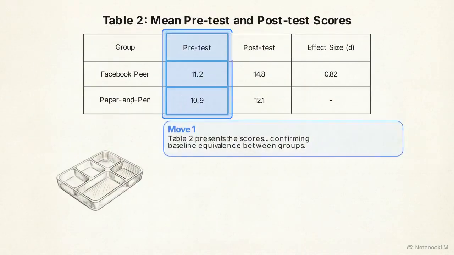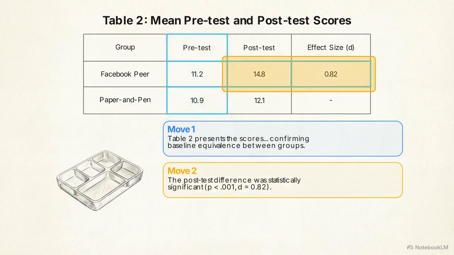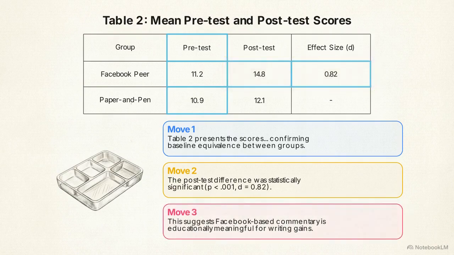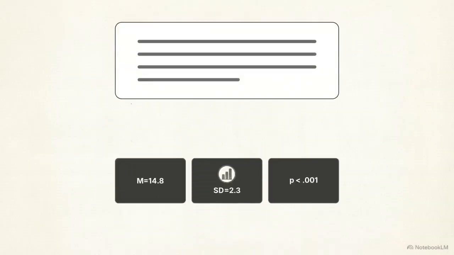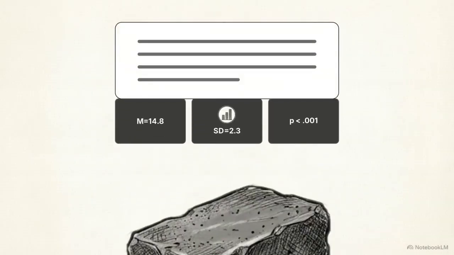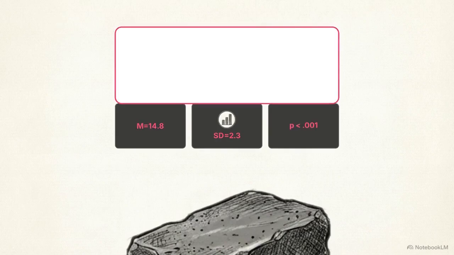Move 1 is location, direct the reader and state the baseline. Move 2 is highlighting, extract the most significant outcome, the significant difference. Move 3 is implication, explain the educational meaning and practical advantage. Stopping after move 2 results in a descriptive chapter. Without implication, your data exists in a vacuum. Applying this 3-move framework forces static numbers to actively support your academic claims.